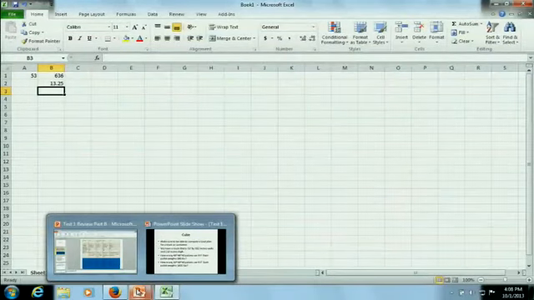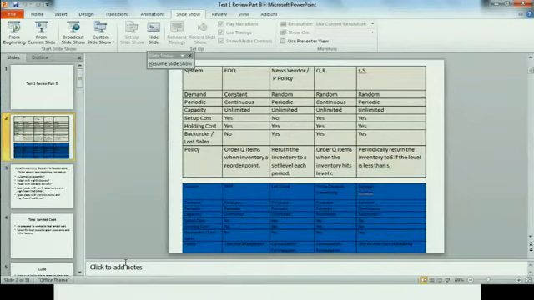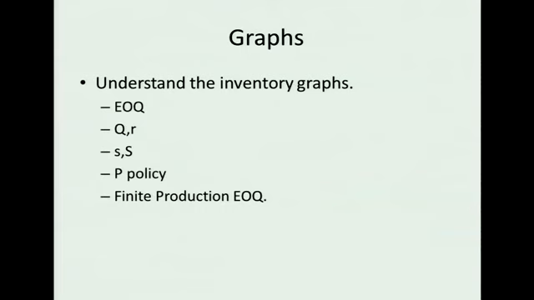So, be prepared for a simple cube calculation, undergraduates. So know your graphs: EOQ, QR, little s, big S, and P policy. You know, the big difference between EOQ and QR is what? The demand, and what does that look like on a graph?